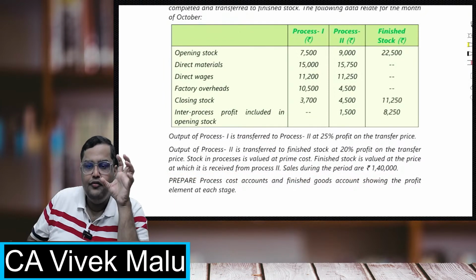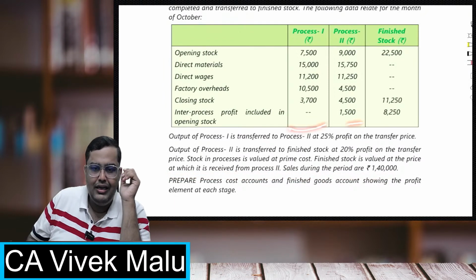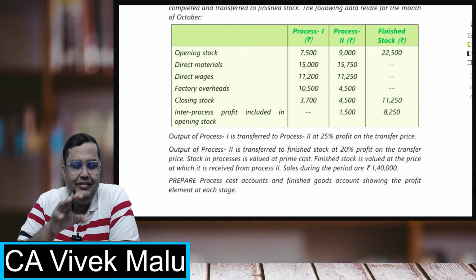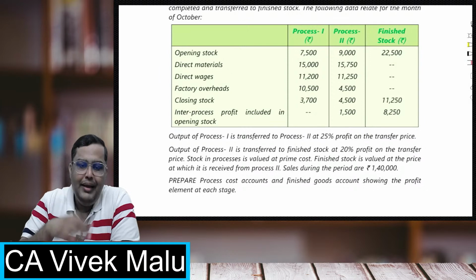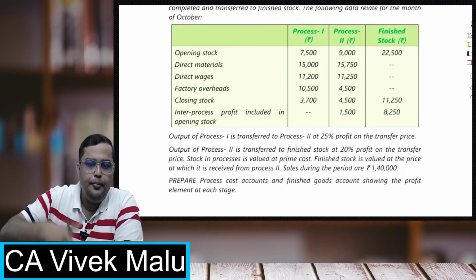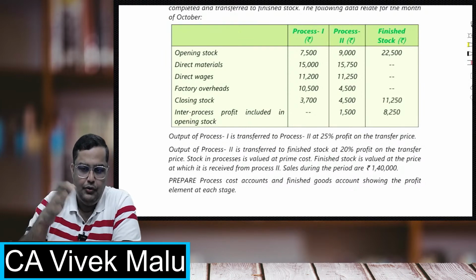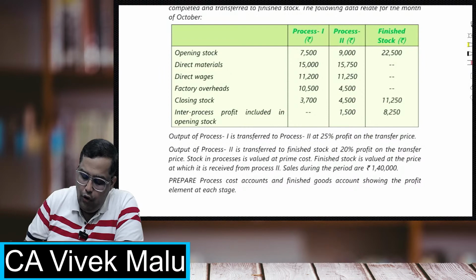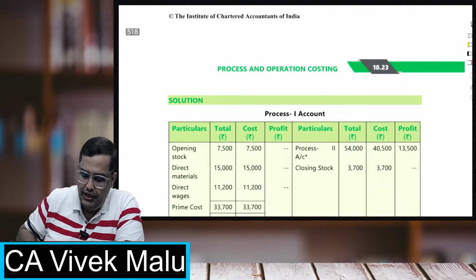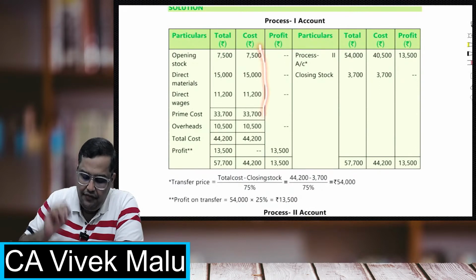Now, students, we have to make some accounts, process 1, process 2, and like that. Whenever interprocess profits are added, you have to make some columns. What are the columns you have to make? Particulars, cost, profit, total. Remember the sequence: cost, profit, total. In the cost column, I'll write everything: opening, material, wages, overheads. In the cost, I've written everything.